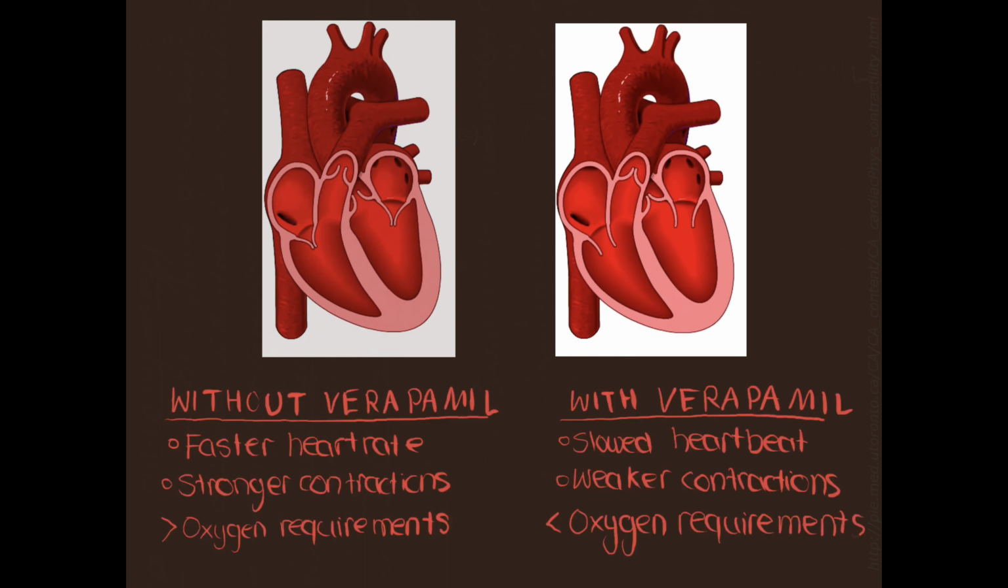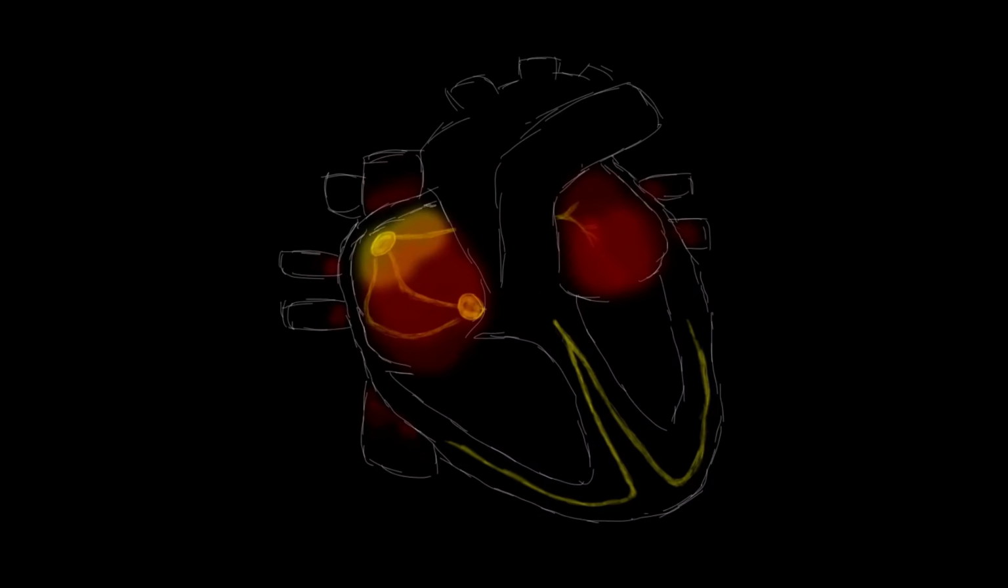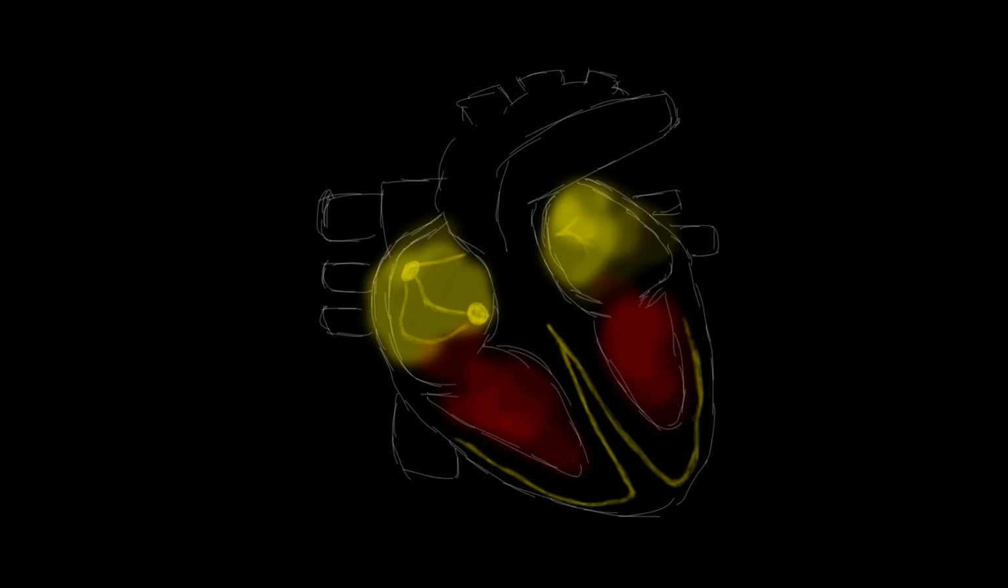Additionally, both this slowed heart rate and the delay of signal propagation through the AV node allow blood to properly fill the lower two heart chambers, the ventricles, which will then contract to provide blood supply to the body.